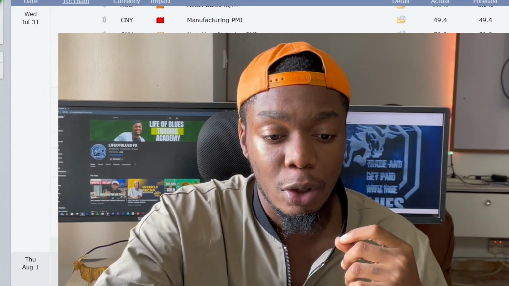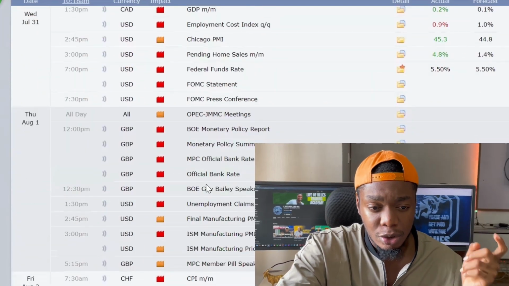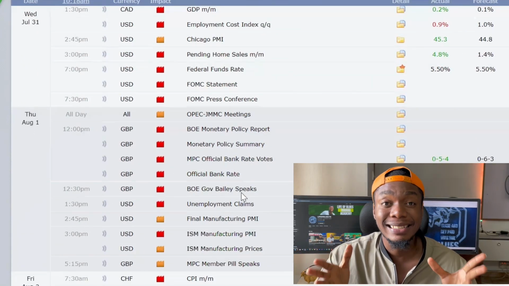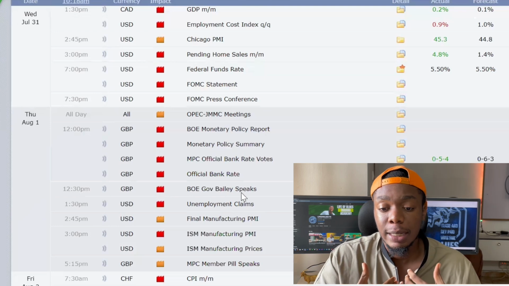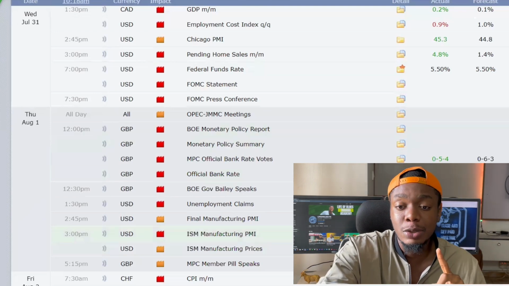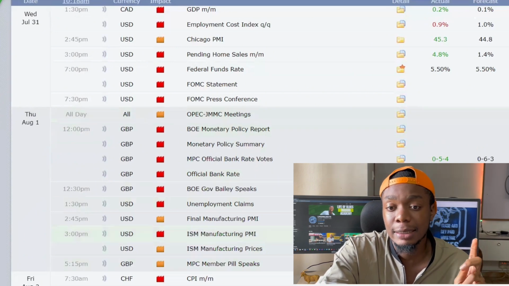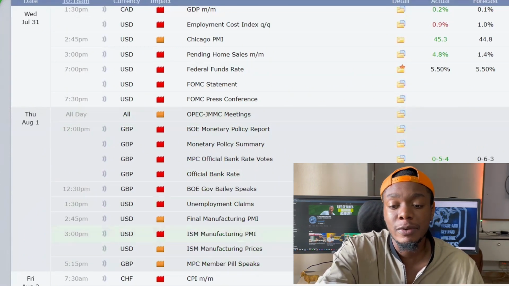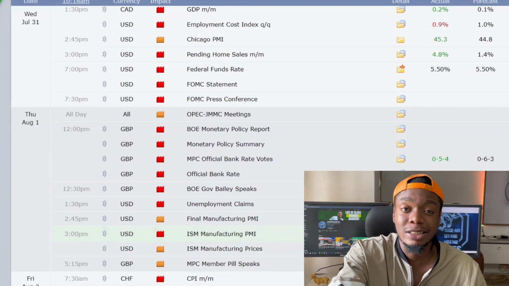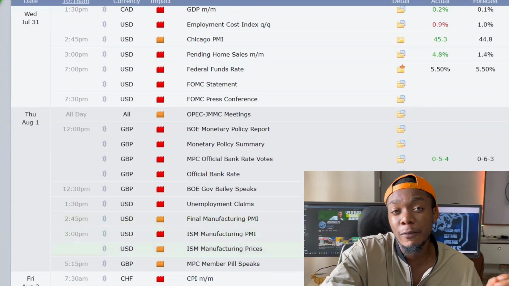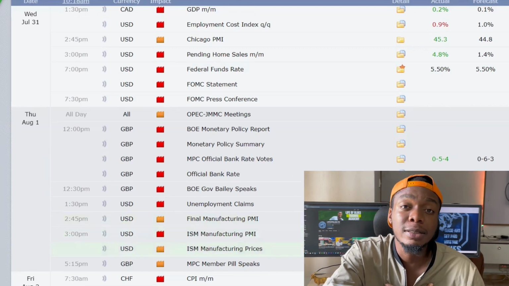Now, looking at Thursday, unemployment claims. Because I trade gold, I'm going to be explaining to you how this works. Most of the time, when you see a news release with the previous, the forecast and the actual, the forecast is close to what the data is actually telling you. So most people trade based on the forecast, but I have a different approach to it.